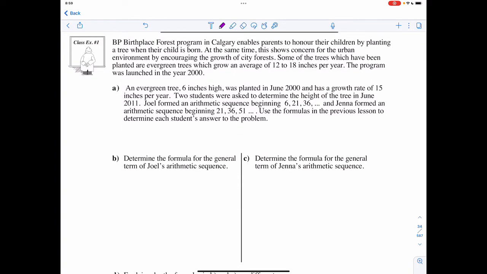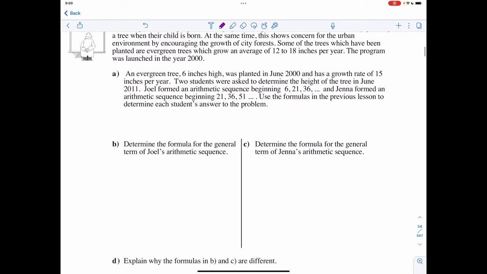BP Birthplace Forest program in Calgary enables parents to honor their children by planting a tree when their child is born. At the same time, this shows concern for the urban environment by encouraging the growth of city forests. Some of the trees which have been planted are evergreens, which grow an average 12 to 18 inches per year. The program was launched in the year 2000. An evergreen tree, which is 6 inches high, was planted in June of 2000 and has grown at a rate of 15 inches per year.